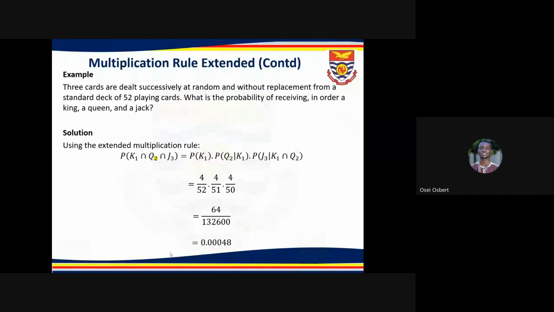So let's solve a question here, extending it to 3 events. There won't be any proof work. You just substitute them. So 3 cards are dealt successively, drawn at random and without replacement, from a standard deck of 52 playing cards. So we know the standard is 52 playing cards. What is the probability of receiving in order a king, a queen, and a jack?